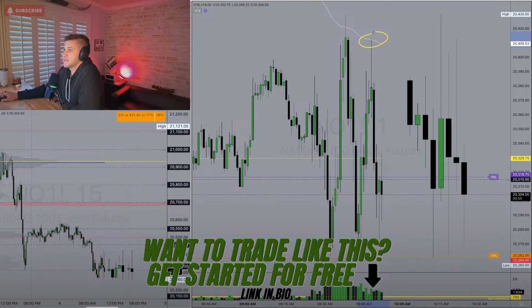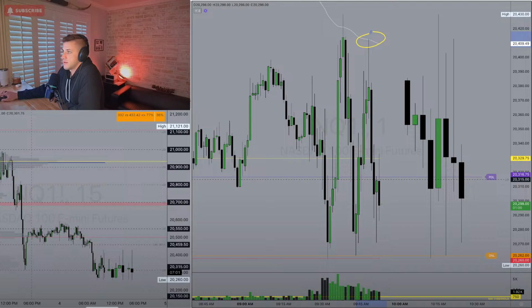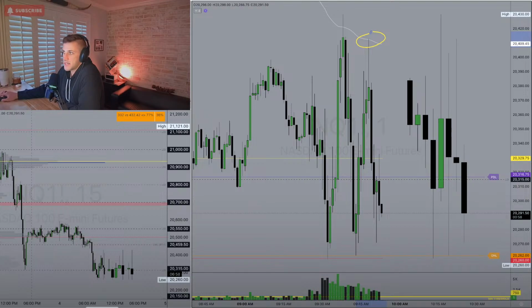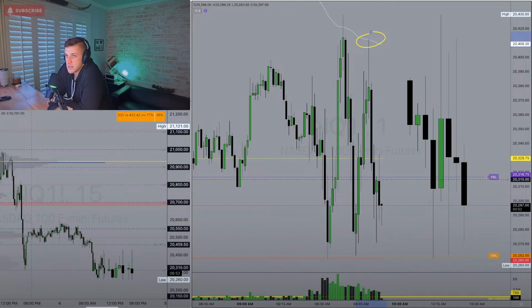So game plan remains the same. We're looking at reactions to overnight low, as well as 315, which is a level of interest in your prior day low. So far, price has just been knocked down at VWAP on each of these bounces.